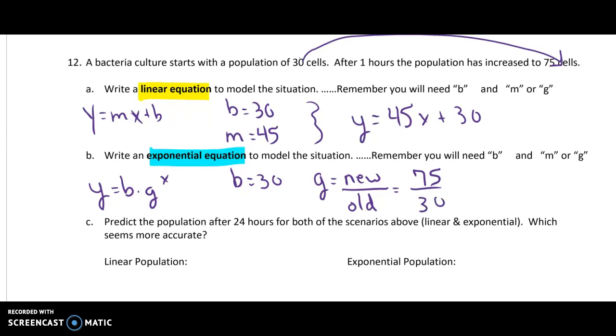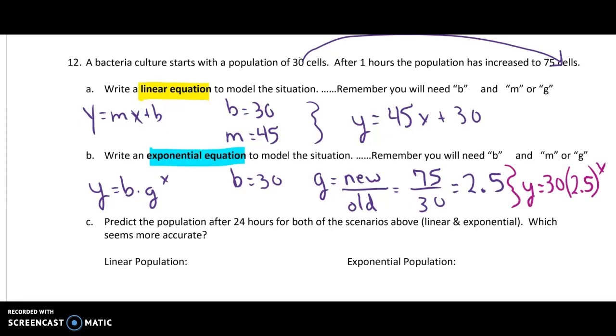And if you turn on your calculator and you take 75 divided by 30, you can only do this one way. You can't do 30 divided by 75. You're going to get your growth factor of 2.5. So now I'm ready to write the equation. So switch colors here. The equation is going to be y equals your b, which is 30, and then 2.5, I'm going to put that in parentheses, to the x power.